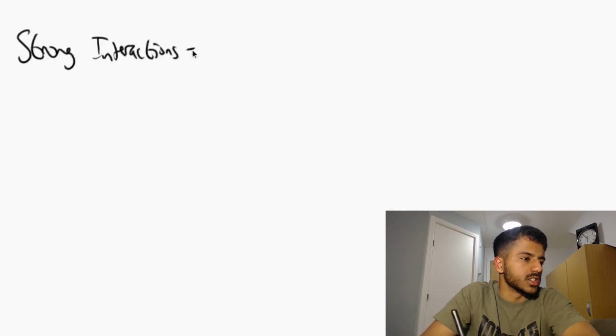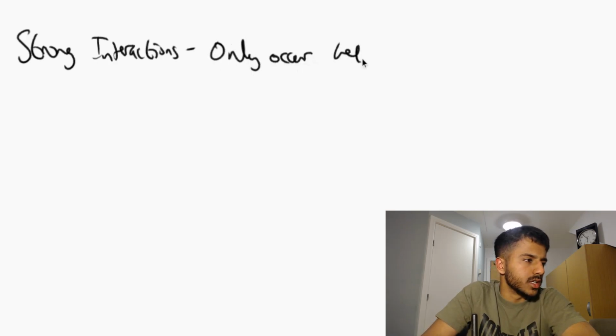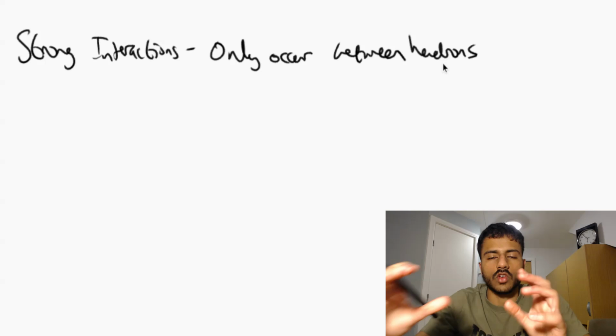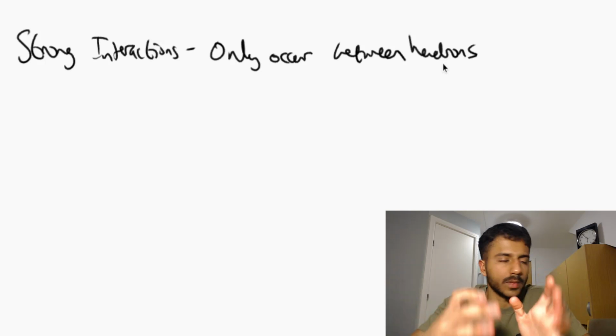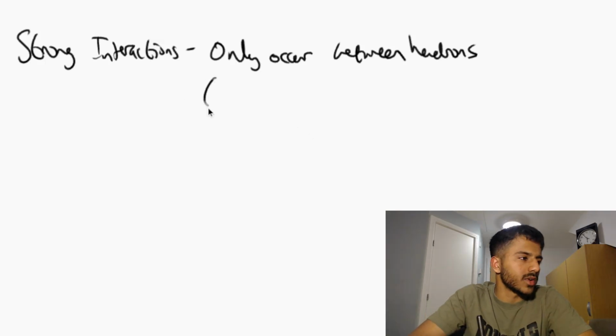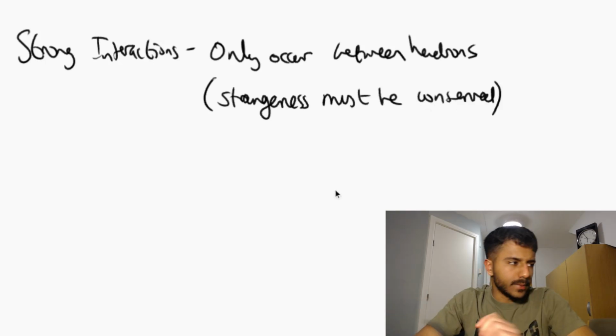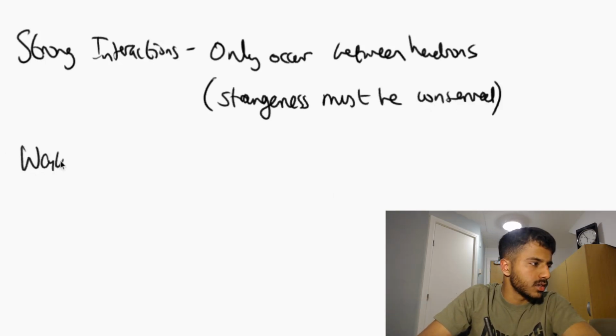Now, strong interactions only occur between hadrons, and these are your baryons and mesons. So if any leptons are involved, it cannot be a strong interaction. And in strong interactions, strangeness must be conserved. Now, the other type is obviously the weak interaction.